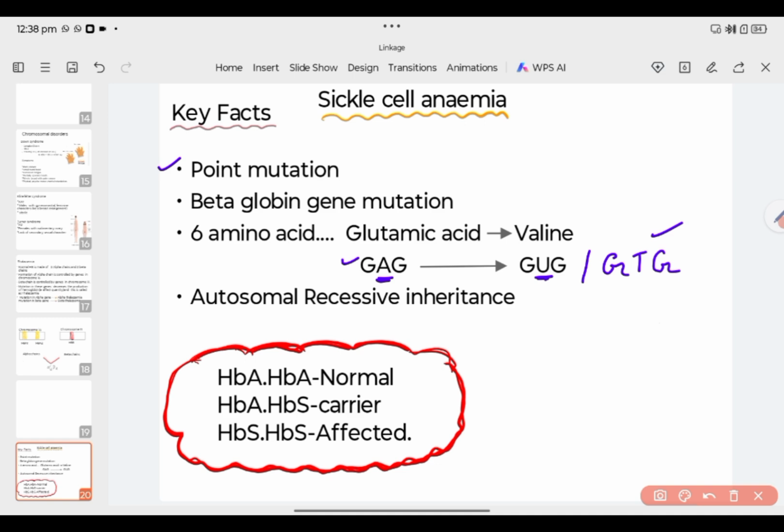And then it is a beta globin gene mutation, and the mutation is at the 6th amino acid. Since GAG becomes GUG, glutamic acid will be replaced by what? Valine. And then it is an example of autosomal recessive inheritance. If HBA-HBA it is normal, HBA-HBS it is carrier, and HBS-HBS it is affected.